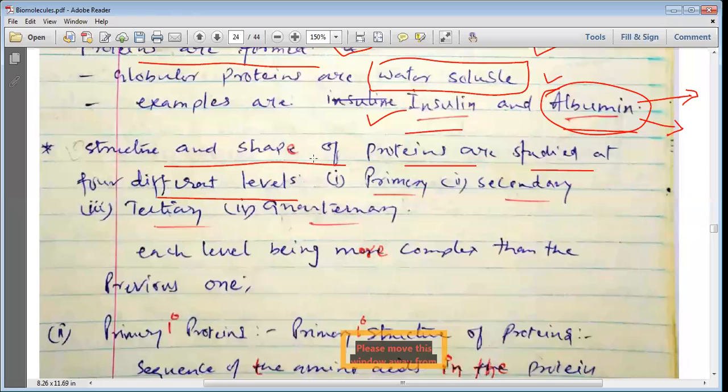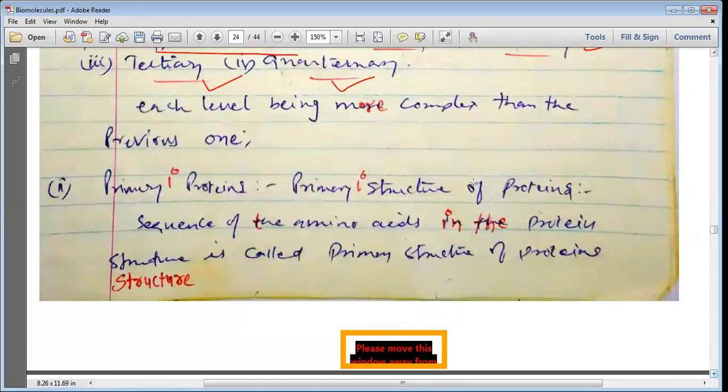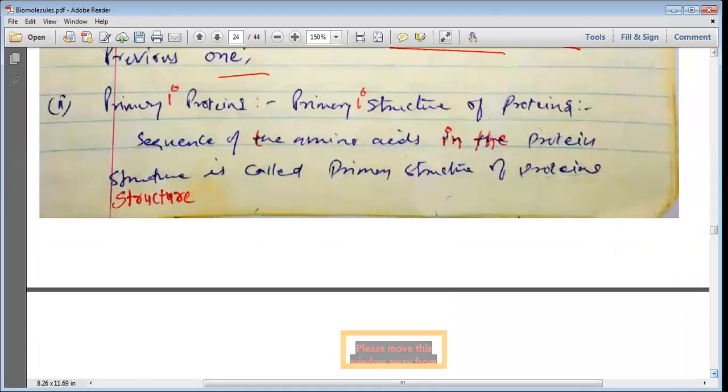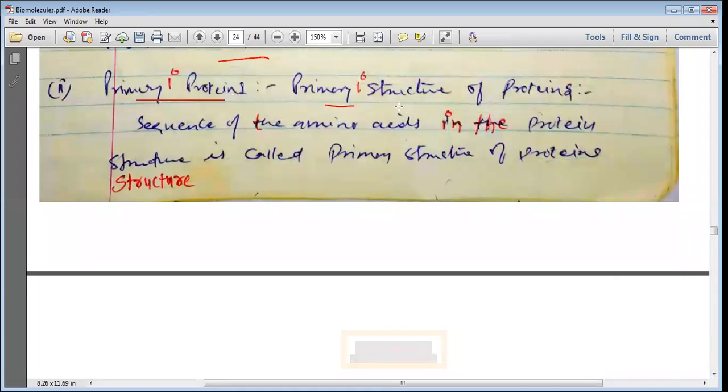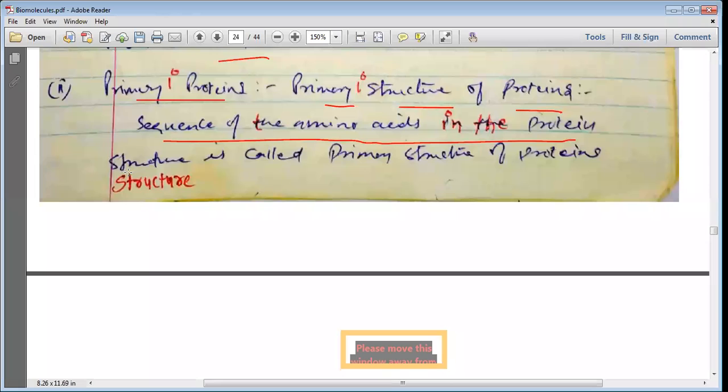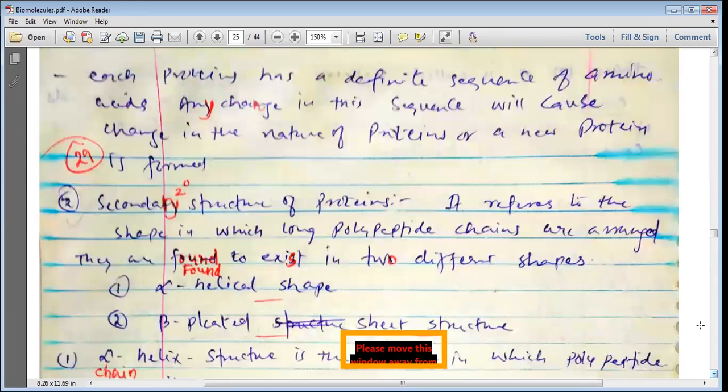Now we want to study the various structures and shapes of the proteins. The proteins have primary structures, secondary structures, tertiary structures, and quaternary structures. So let us study the various structures of proteins, each level being more complex than the previous one. First, let us study the primary structure of proteins. The sequence of the amino acids in the protein is called the primary structure of the protein. Each protein has a definite sequence of amino acids.